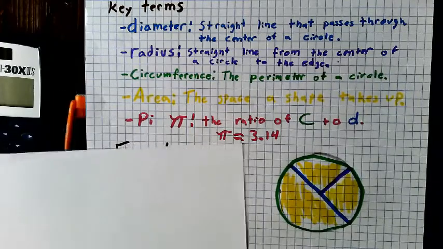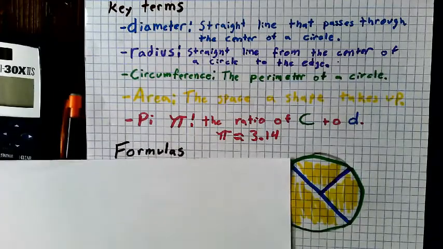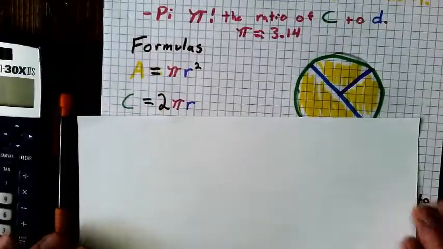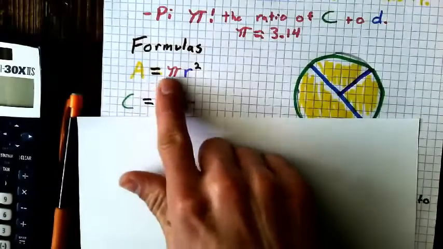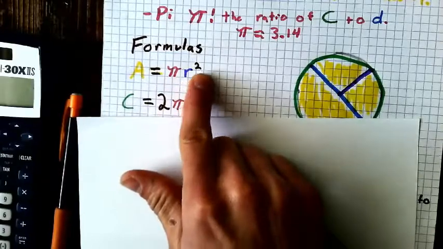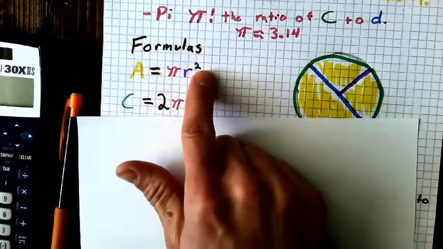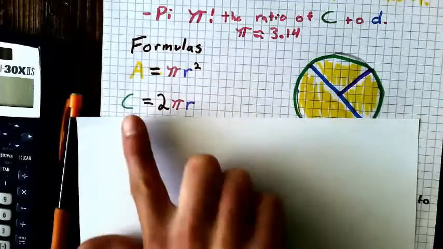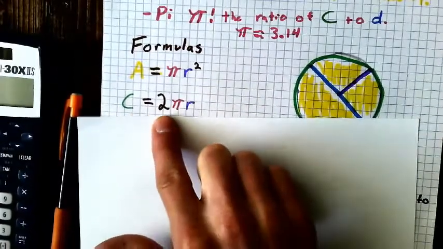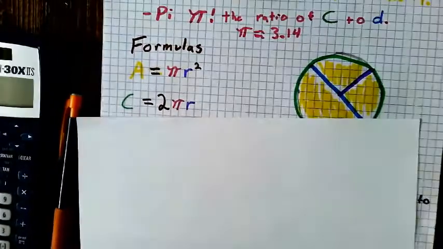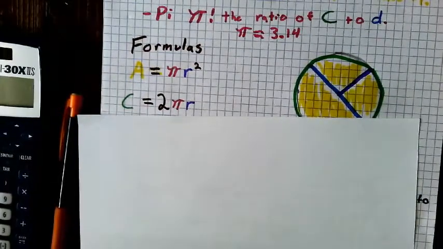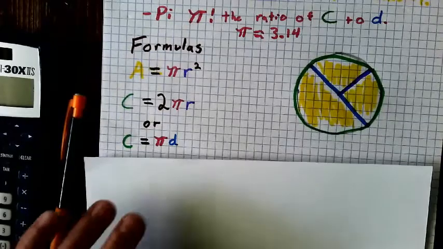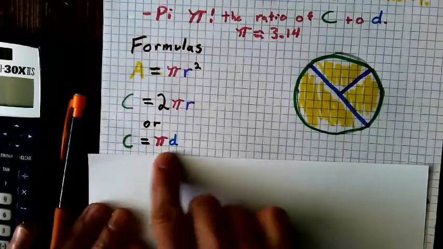Okay. The formulas that you will need to remember or need to write down are these two formulas. Okay? Area equals pi times radius squared. That's not radius times 2. That means radius times radius. Okay? Circumference is 2 times pi times r. That's the formula that they put in the packet, but I prefer this formula for circumference. Circumference equals pi times diameter.